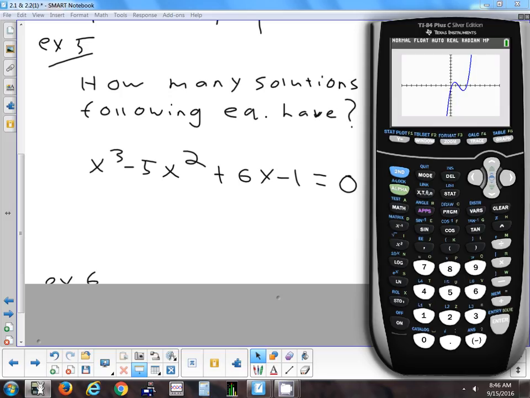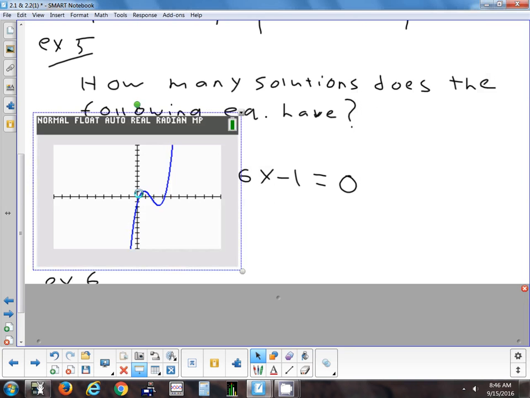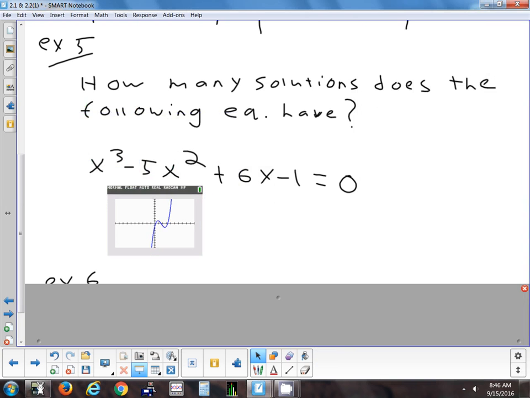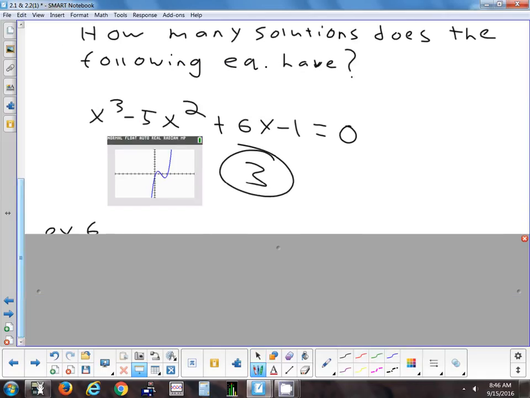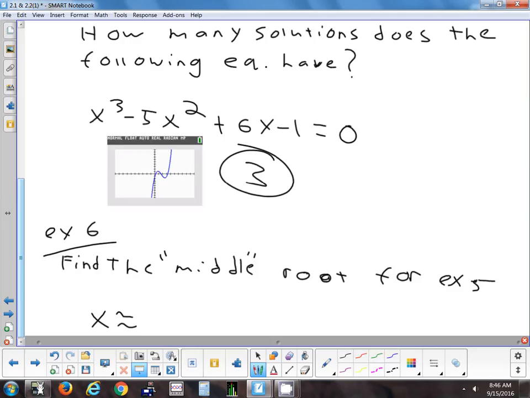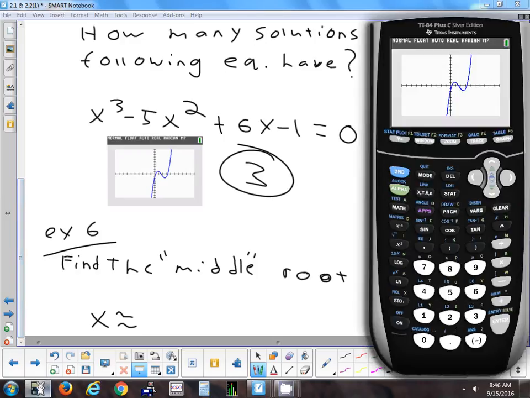Sometimes you have to zoom in if it looks a little questionable. I don't think this one is questionable. How many times does it cross? 3 times. Now they want us to find just one of the roots. We'll find the one that's in the middle. So take a second. See if you can find the middle root.